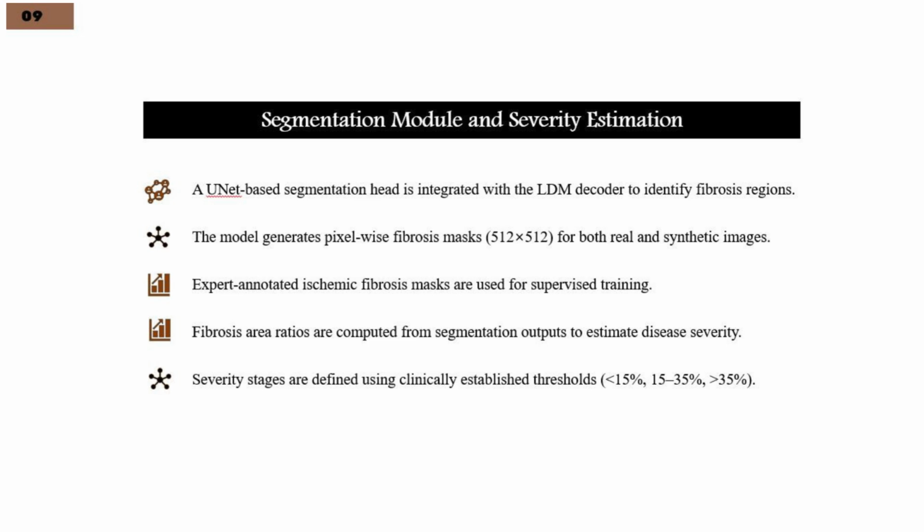Here you can see the segmentation module and severity estimation. This slide focuses on segmentation and severity estimation. The segmentation model accurately localizes the ischemic fibrosis region, and then the severity is estimated using clinically inspired area-based thresholds, which categorize fibrosis into mild, moderate, and severe ischemic stages. This approach provides an interpretable and clinically meaningful severity assessment for pathologists, researchers, and others to support early diagnosis for cardiac patients.